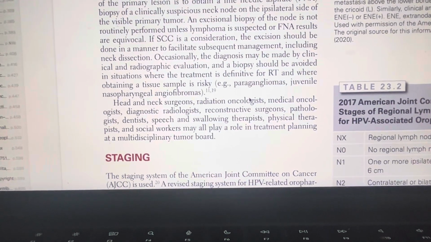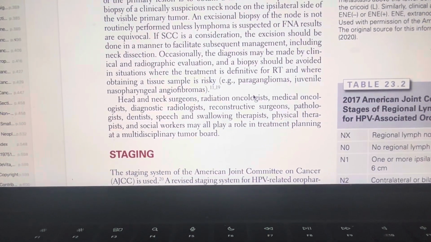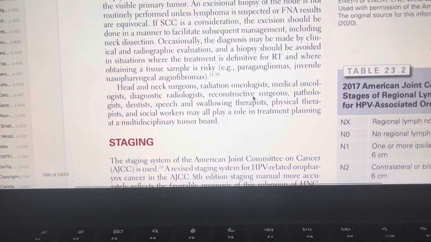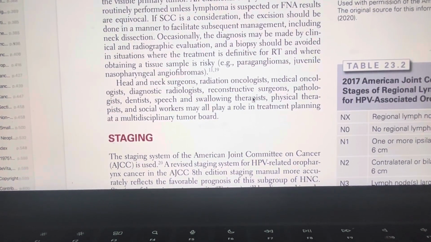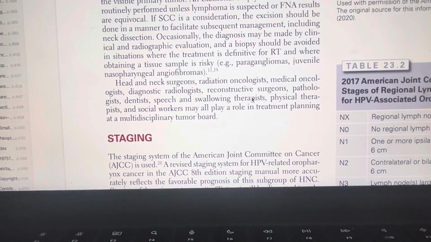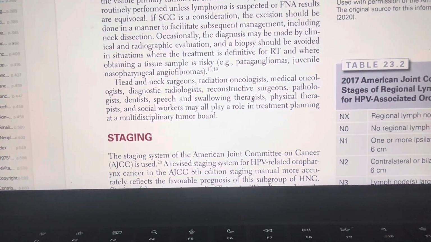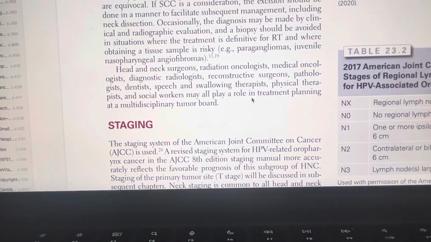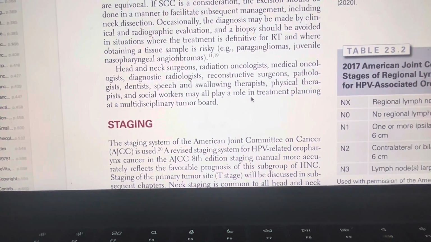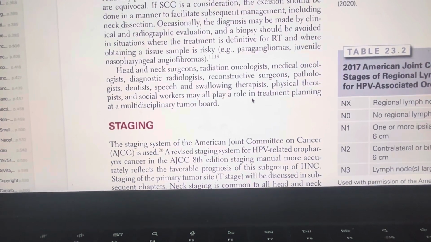Head and neck surgeons, radiation oncologists, medical oncologists, diagnostic radiologists, reconstructive surgeons, pathologists, dentists, speech and swallowing therapists, physical therapists, and social workers may all play a role in treatment planning at a multidisciplinary tumor board.